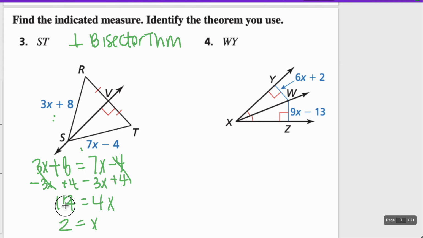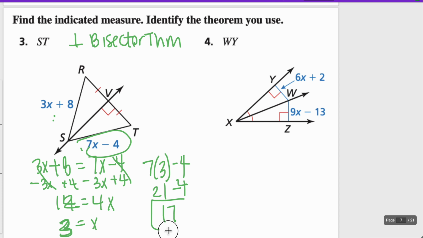Oh no, just kidding. 3. Once we have x is equal to 3, then we can find the indicated measures of ST. ST is here, so I'm just going to plug in that 3. 7 times 3 minus 4. 21 minus 4 is 17.